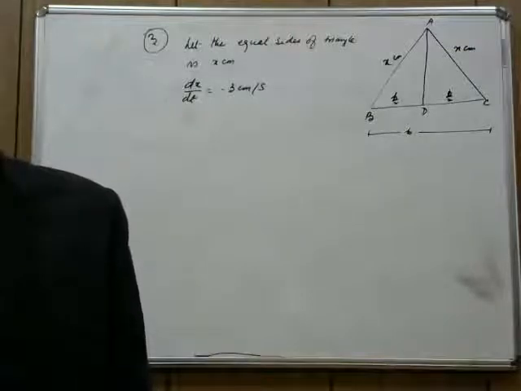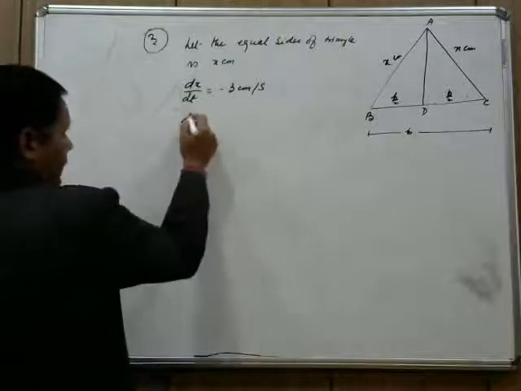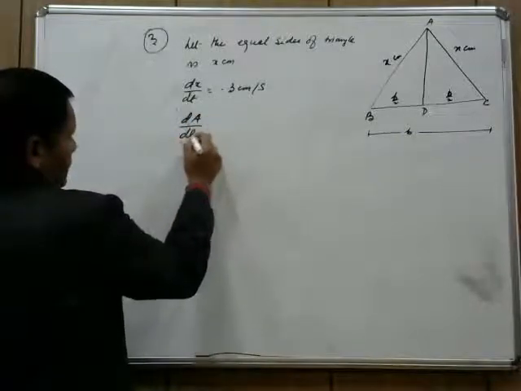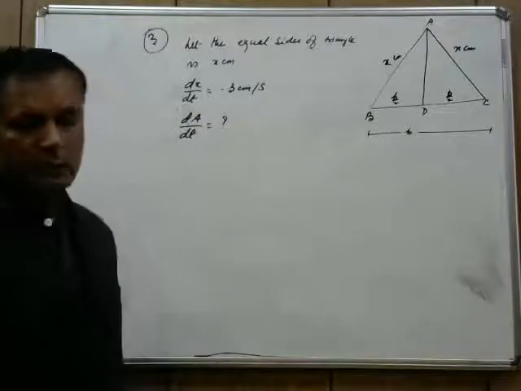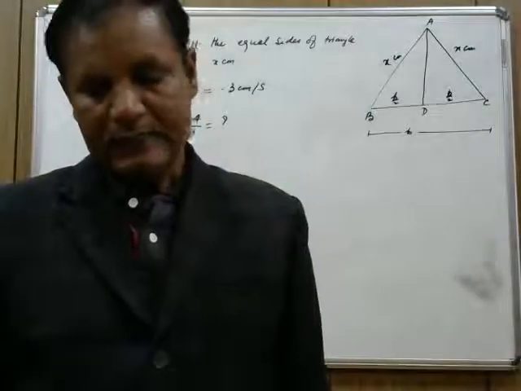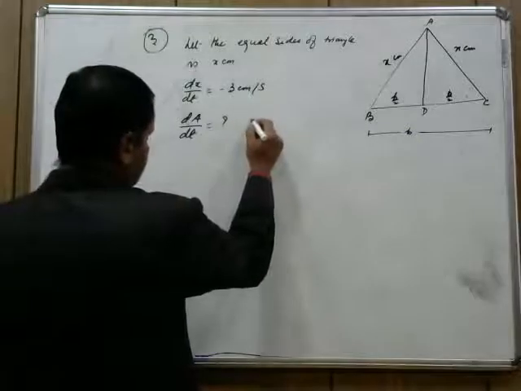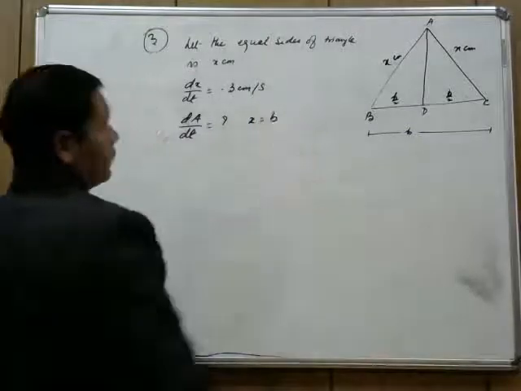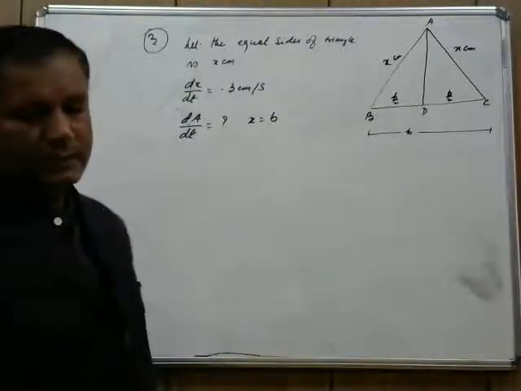And now, how fast is the area decreasing? That means, if I take A as the area, dA by dt is equal to what, when sides are equal to the base, that means when x is equal to b? When x is equal to b, dA by dt is equal to what?